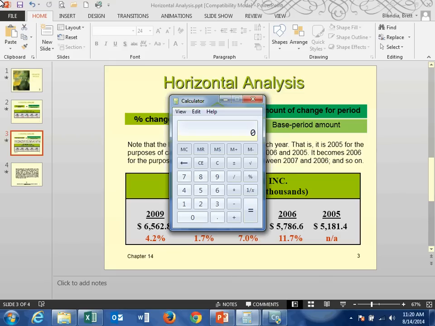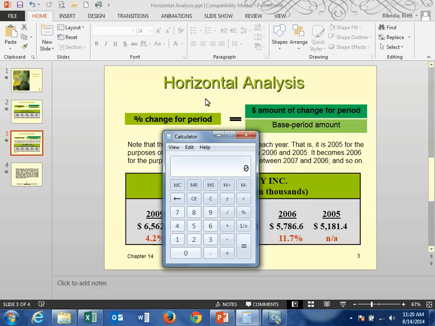So what we're going to do is calculate the dollar amount of the change for each period, and then divide it by the base period amount. Let's just do 2005 and 2006, for example. I'm going to escape out of this and bring up a calculator. So we're just focusing now on 2005 and 2006.